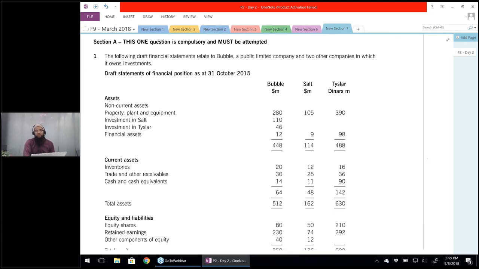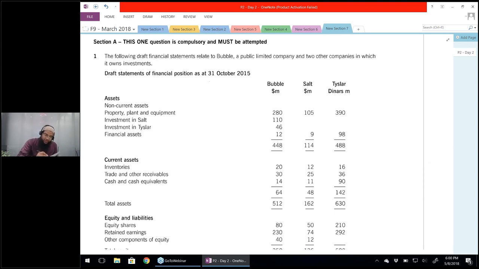Today is day 2 and we will be solving a question on foreign subsidiary statement of financial position. Recently in December 2017, the income statement relating to the foreign subsidiary was examined, and now for the current attempt, I have told you earlier that three important areas include a complex group, which is the top priority, statement of cash flows, which is the second priority, and third is the foreign subsidiary statement of financial position. So let's start the question.